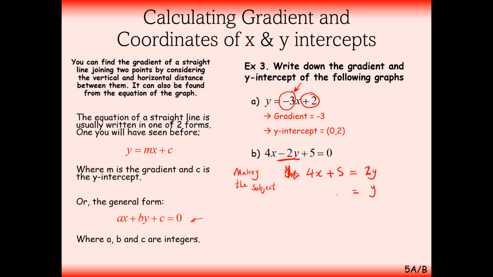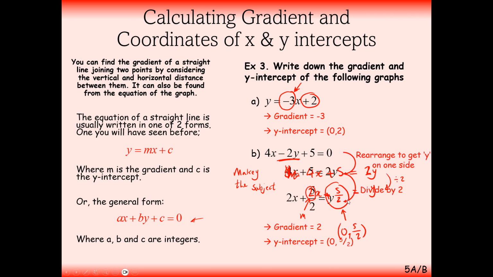So I'm dividing by 2 here, and I'll get 2x and 5 over 2. Now you can read the gradient and the intercept. This is the gradient and the intercept. So we write the intercept as 0, 5 over 2, because the y-intercept's x value will be 0, and the gradient is 2 here.